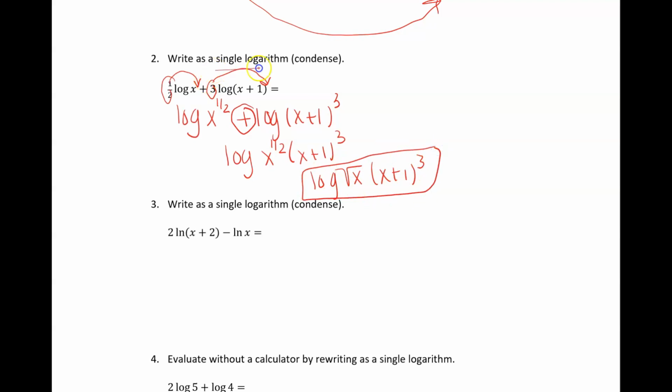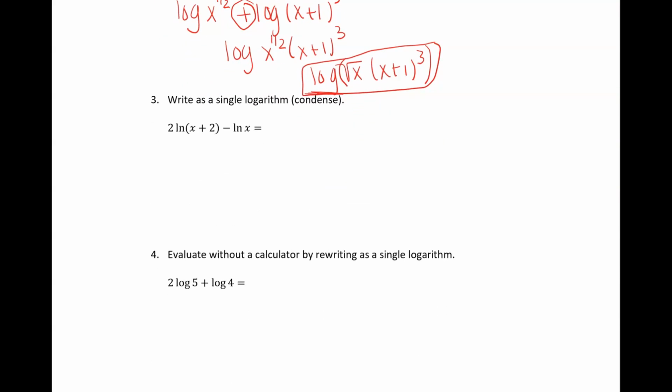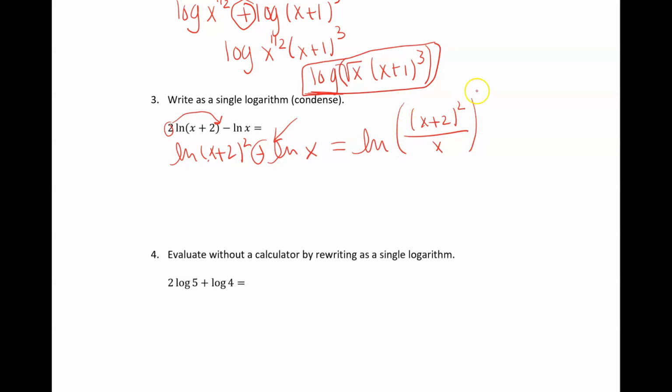Now note, when I'm writing a single log, I only write log once. Now when you do this in the homework, you might have to put an additional parentheses around everything that you're logging. So that one combined our exponent property with this condensing property. So let's do it again. First, you want to take your large numbers in front of your log and move them up to become your exponents. So I'm going to take this 2, I'm going to move it up here. So this becomes ln of x plus 2 squared minus ln x. If I'm subtracting 2 logs of the same base, that becomes division. So I have ln of x plus 2 squared all over x. I'm going to put an extra parentheses around what I'm logging, and that would be condensed to a single logarithm.